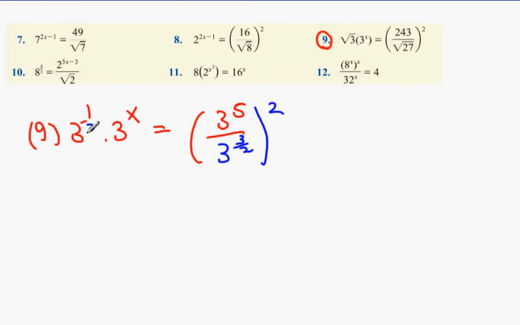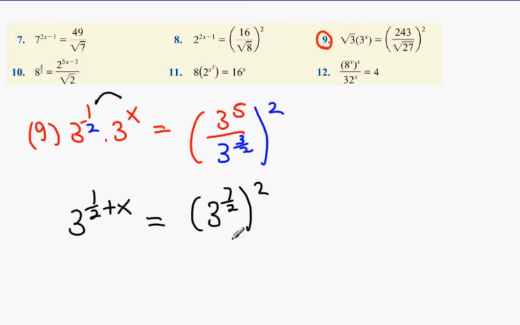Now that that's done, what we're going to do next is multiply them together. And when you multiply, you add the powers. So it's going to be a half plus x. The next one is going to be 5 minus 3 over 2, which is 7 over 2, to the power of 2. A half plus x equals 3 to the power of 7.